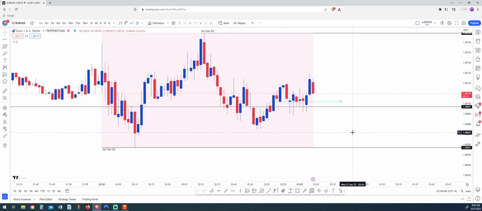However, I'm wanting a fair value gap to be created within this session, and so we'll just fast forward now through this price action until we get to something a bit more interesting.